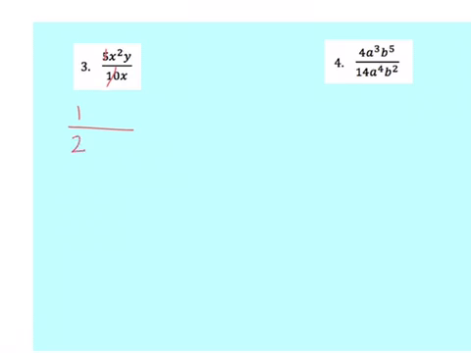So now I'm going to look at my x's. I have x squared divided by x to the 1. So when I do 2 minus 1, I get just 1x left. And the bigger number was on top, so it's going to go on top. And then that y is my only y, so that's going to stay on top of the fraction as well. And that is my final answer.